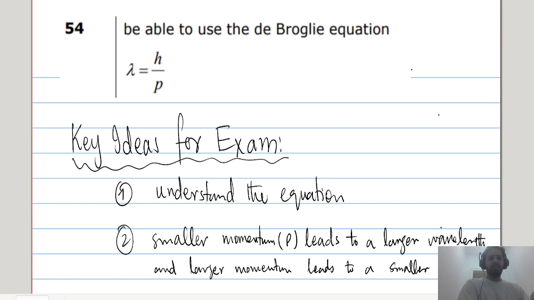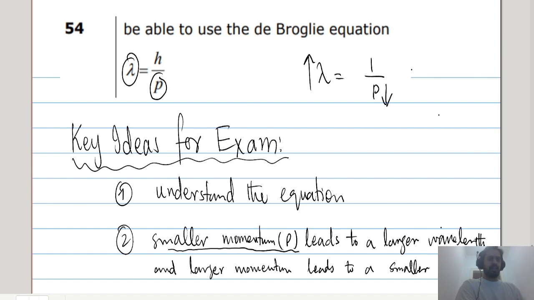The key ideas that you need to remember for the exam is, first of all, have a basic understanding of this equation, what each term means, and second, you need to understand that this lambda is inversely related to momentum. So lambda is inversely proportional to momentum, which means that for a particle with a smaller momentum, you will get a large wavelength, and also vice versa. If your momentum is large, you will get a smaller wavelength.